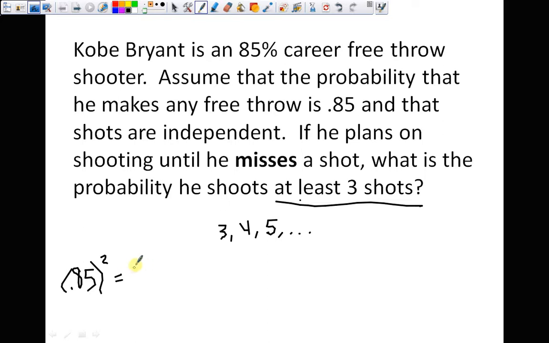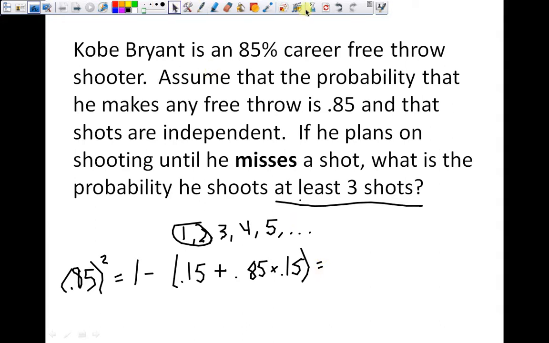But if not, then we could say, well, we could do 1 minus the probability that we get a 1 or a 2. Probability we get our first success on the first or the second. So that would be the first, miss the first one, or we can make the first and miss the second. So we'll show this, and then I'll also show it in the calculator.